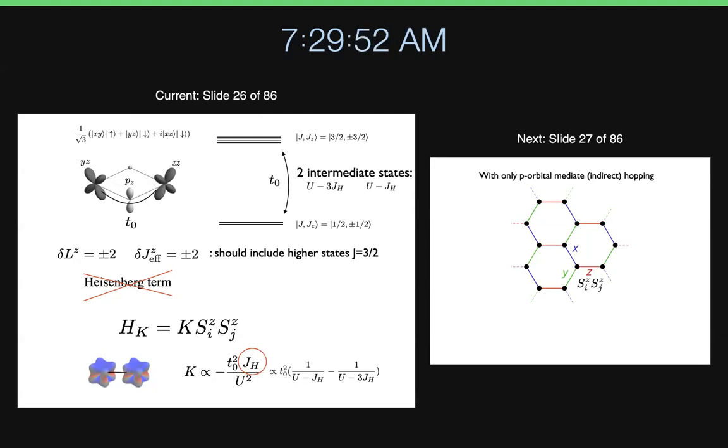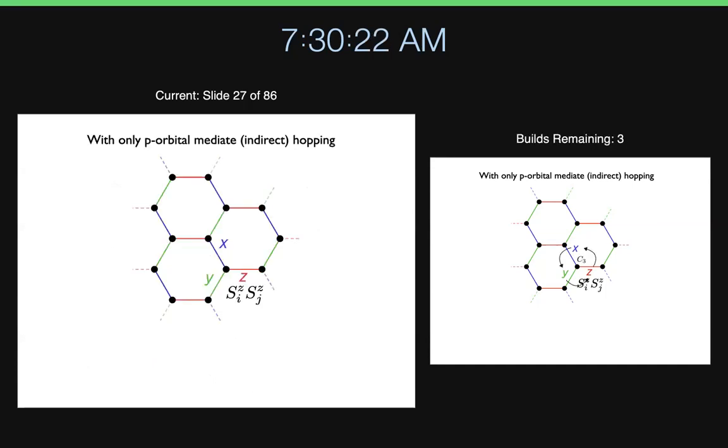So you can see that interaction has to be SzSz. It's an Ising line. And this one is going to be proportional to the Hund's coupling, because these two intermediate states are necessary to get this interaction. And the difference between the two is what generates this interaction. So the Kitaev interaction requires not only finite spin-orbit coupling, but also the Hund's coupling, as well as the t naught here. Okay, so that's how we can get the one bond of the Kitaev, the Ising interaction.